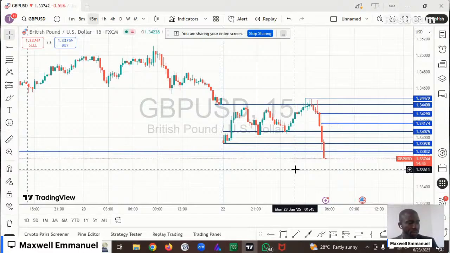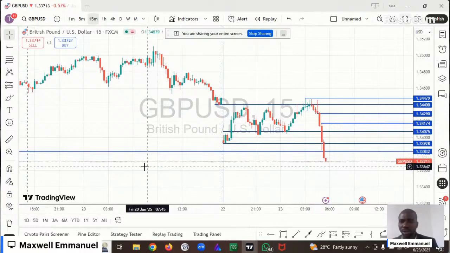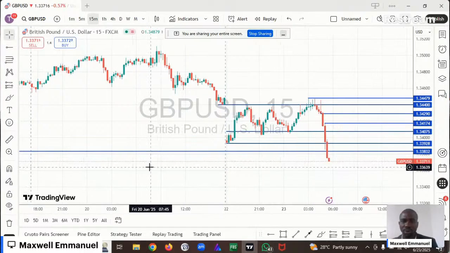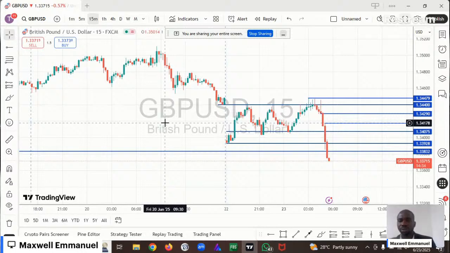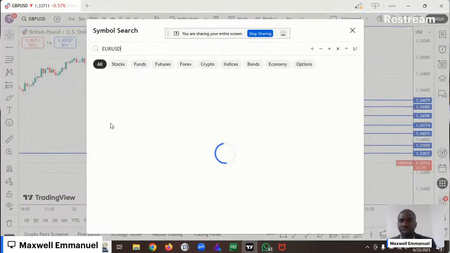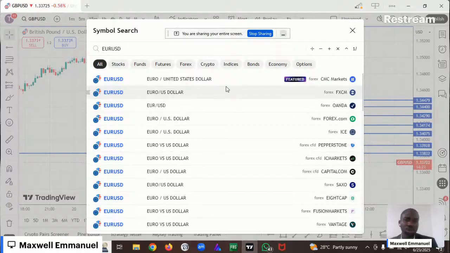Okay, so let's look at EURUSD. EURUSD will definitely be bearish also, because GBPUSD and EURUSD are positively correlated. 70% of the time, both pairs move in the same direction. So it would be wrong for you to be selling GBPUSD and at the same time buying EURUSD. If you are selling GBPUSD, you should look for sells also on EURUSD.